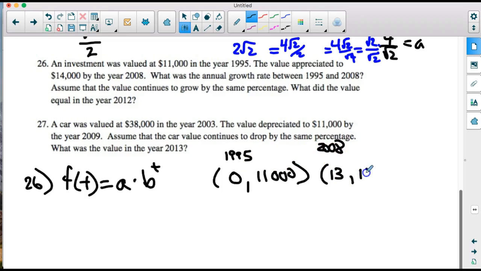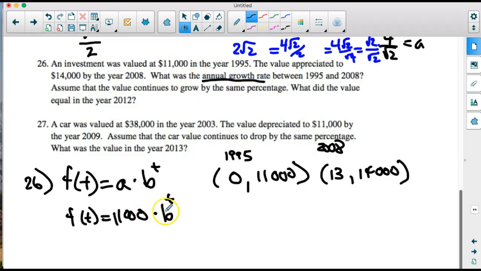And that's going to be 14,000 for the value. So we can do this the same way as we did the first example. We have the initial value, so we know what the initial point is. So we know $11,000 goes here, and then we just have to find the rate of growth here. And it's going to want to know what the annual growth rate is also. So we need to find that out.